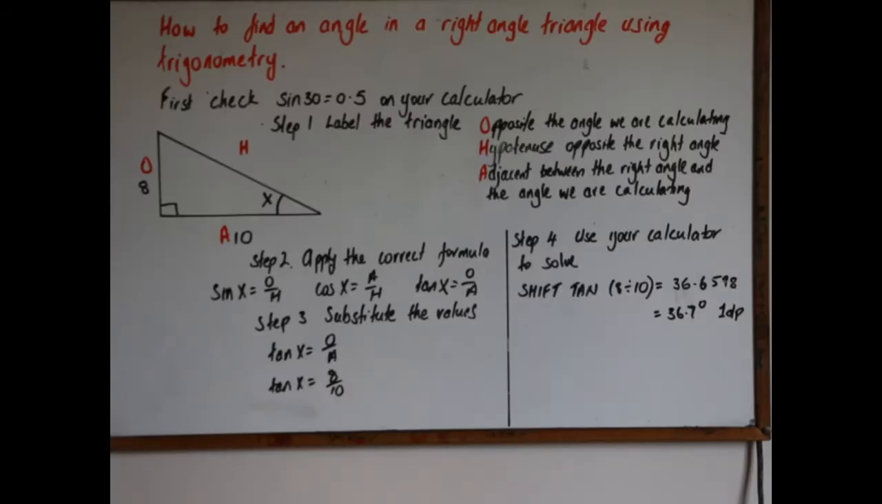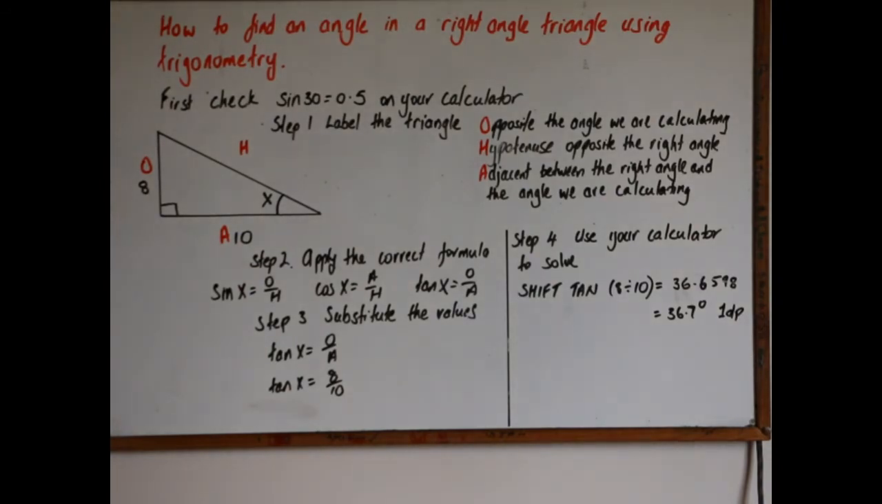Our first step is to label the sides. O is the opposite side to the angle we're trying to find. In this case here, this is the opposite because it's opposite the angle X. H is the hypotenuse and is always opposite the right angle. So it goes here because it's opposite the right angle. Finally, the adjacent is between the right angle and the angle we're trying to find. So this side here is our A side, it's between the right angle and the angle we're trying to find.